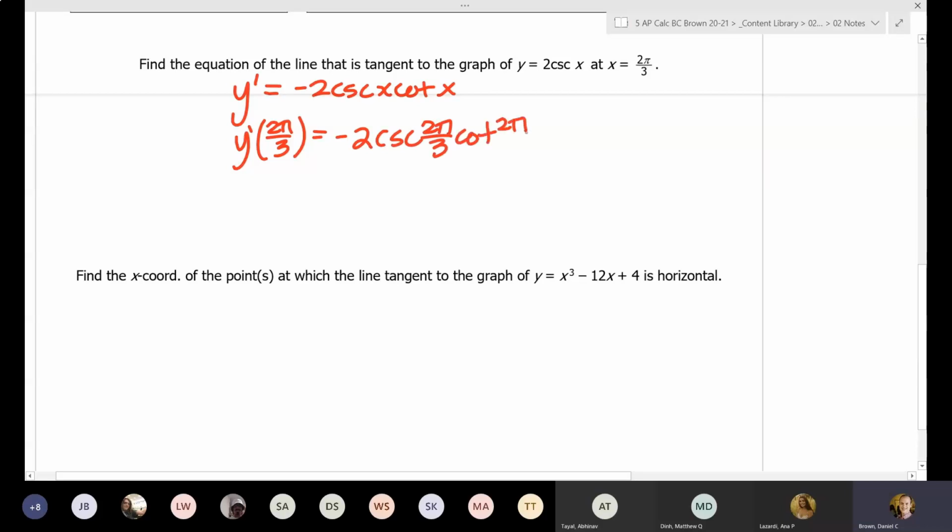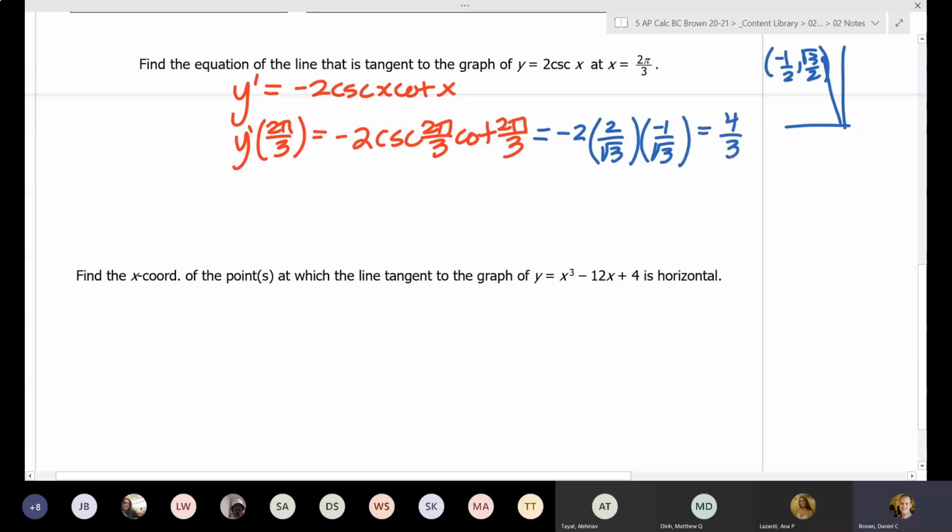I'm fine with you leaving answers unsimplified, but I do want you to at least evaluate trig. Don't leave it as the cosecant of 2 pi over 3. Make sure you go back and evaluate it. So evaluating my slope, I have -2. The cosecant of 2 pi over 3 is 2 over root 3. The cotangent, which is cosine over sine, is -1 over root 3. So we see that the slope actually ends up being +4 over 3.